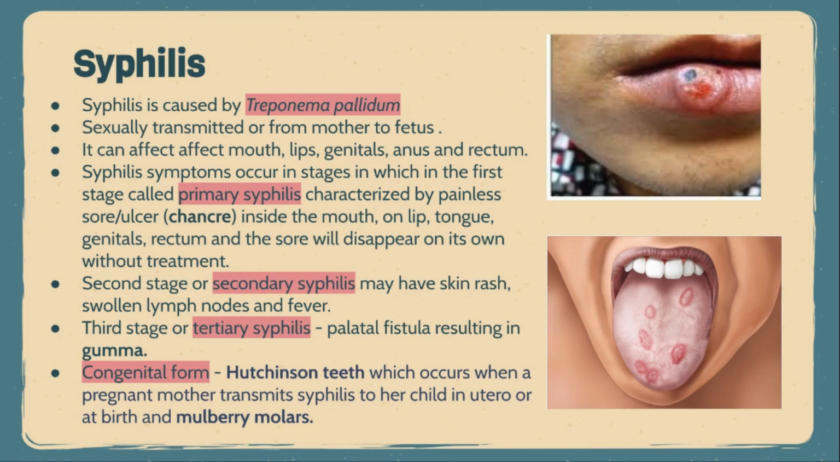So gumma is a soft tumor-like growth of the tissues that occurs in people with tertiary syphilis. It can also affect the brain, nerves, eyes, heart, blood vessels, liver, bones, and joints. In the congenital form of syphilis, the patient will have Hutchinson teeth and also mulberry molars. This can occur when a pregnant mother transmits syphilis to her child in utero or at birth.